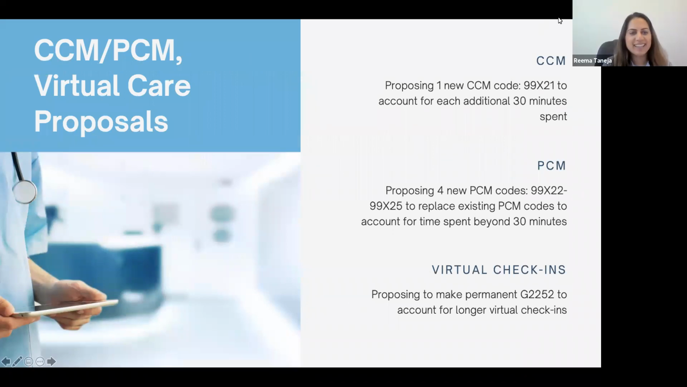Hi, everyone. Thanks, Caitlin. As she mentioned, I'll be talking about the CCM, PCM, and virtual check-in proposals in the proposed rule. Just to summarize before we get started, under CCM, CMS is proposing to add one new code that would account for each additional 30 minutes of time spent. For PCM, they're proposing to add 4 new PCM codes, and those would replace the 2 existing ones that we currently have. And for virtual check-ins, CMS is proposing to make permanent G2252, which has been used temporarily up until now.